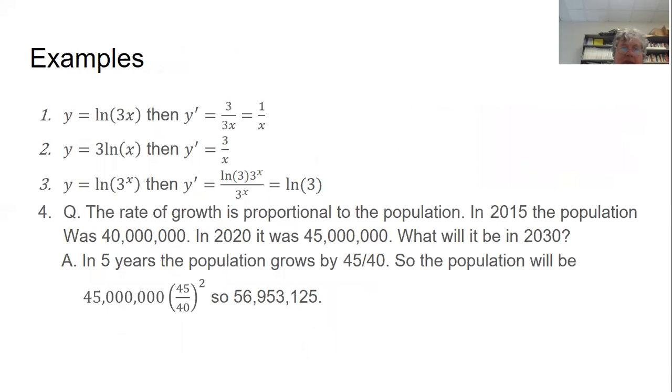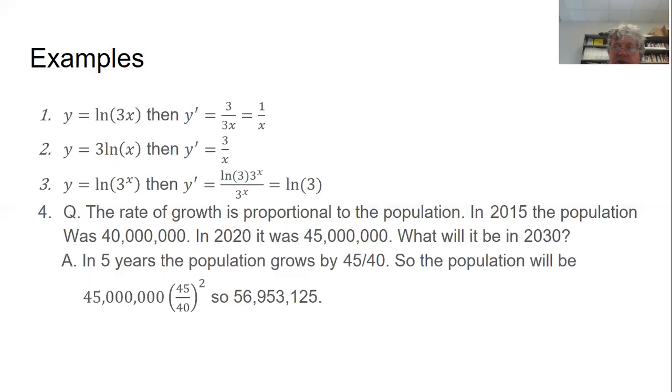So let's have a look at a few examples. Let's do a few derivatives, using the fact that the derivative of ln of x is 1 on x, and we're going to be using the chain rule. The derivative of ln of something is the derivative of that something on top, divided by that something. For example, y equals ln of 3x, then y prime equals, well, the 3x goes on the bottom, and on top goes the derivative of 3x, which is 3. So it's 3 divided by 3x, it's 1 on x.